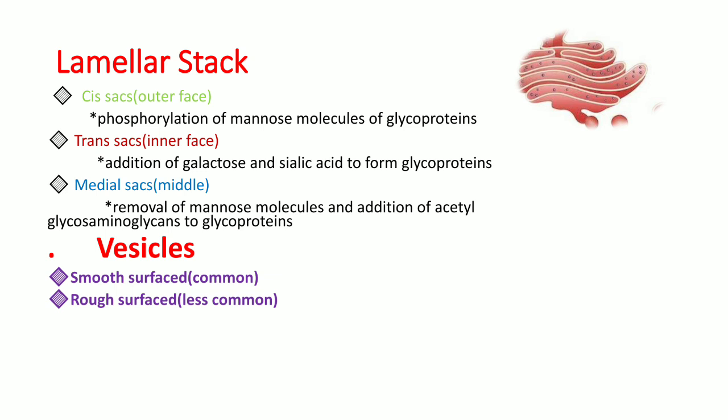Next, we are going to discuss vesicles. They are of two types, that is smooth surfaced and rough surfaced. Smooth surfaced vesicles are the most commonly found, rough surfaced are less common. These rough surfaced vesicles are coated with granules or bristles and they appear more or less rough, so they are called rough surfaced.